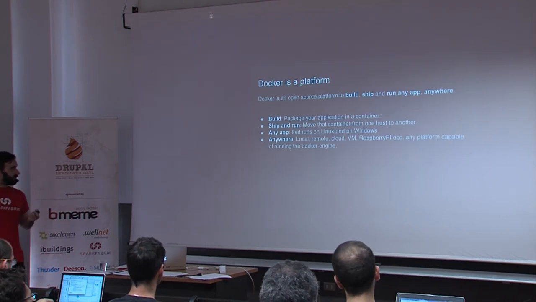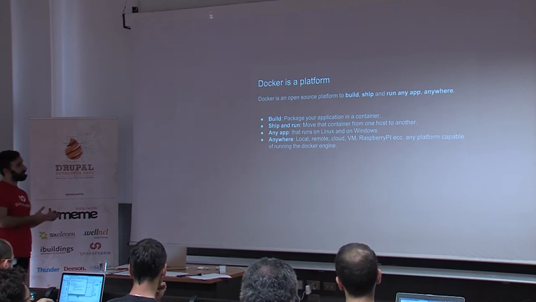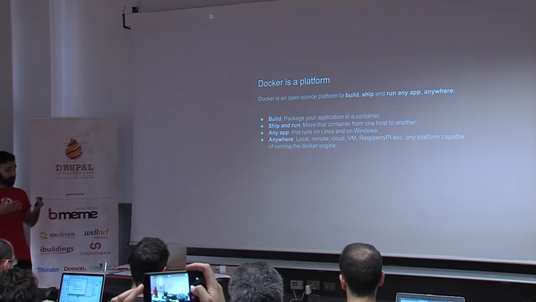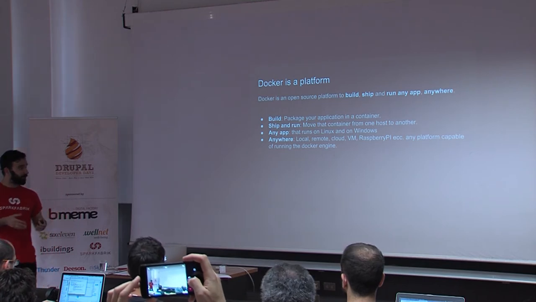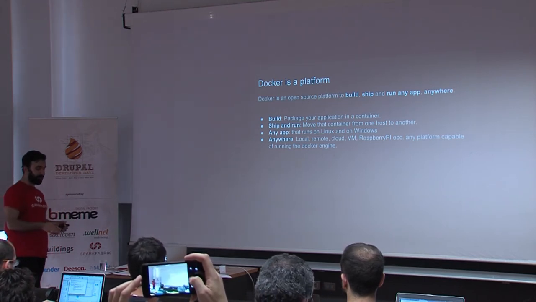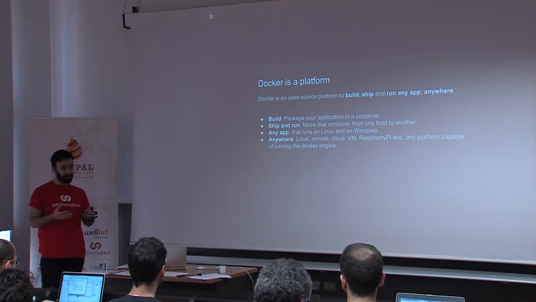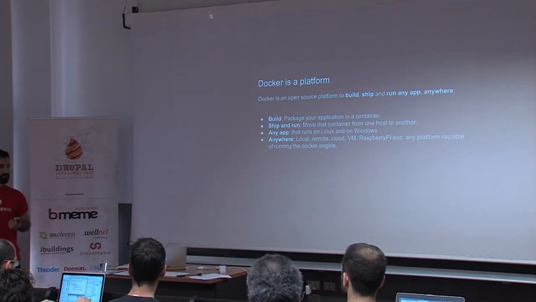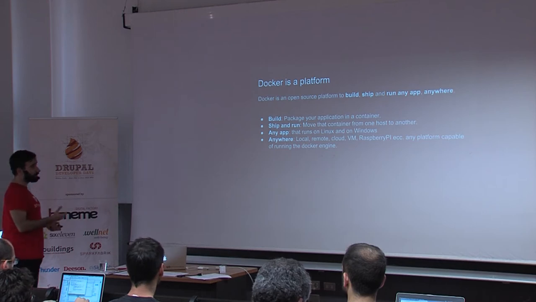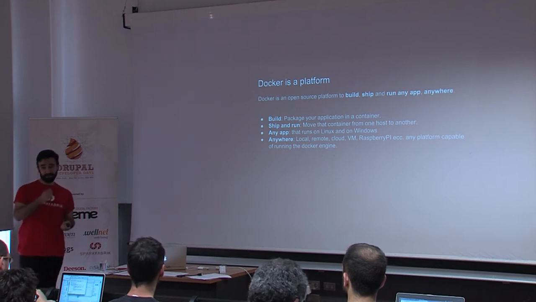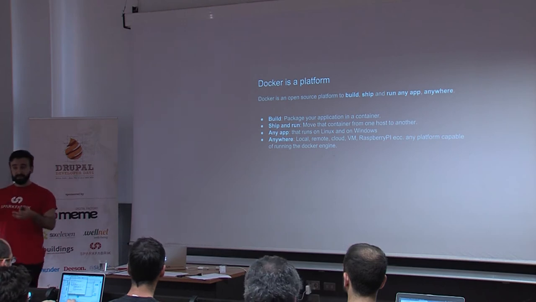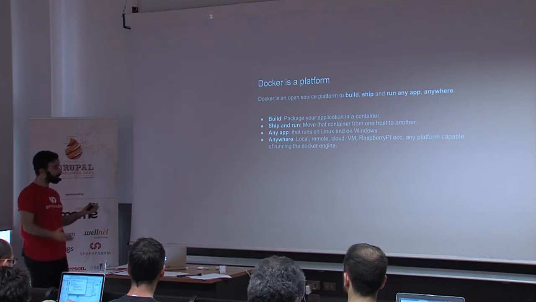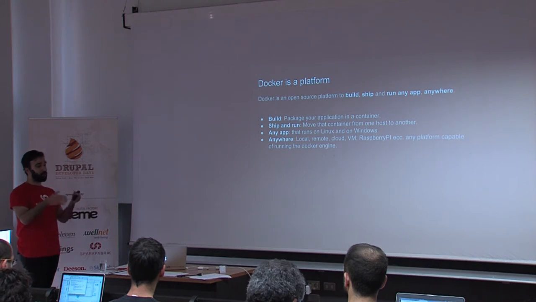So what is Docker at the end? Docker is an open source platform to build, ship, and run any app anywhere. What does it mean? That we can build our app and package our application in a container in a very streamlined, easy way. Using Docker, we can deploy our application with the infrastructure our application needs. Ship and run means that we can move the container from one host to another, and we are sure that if we deploy our container on a remote Docker engine, it will work as it works on our machine.